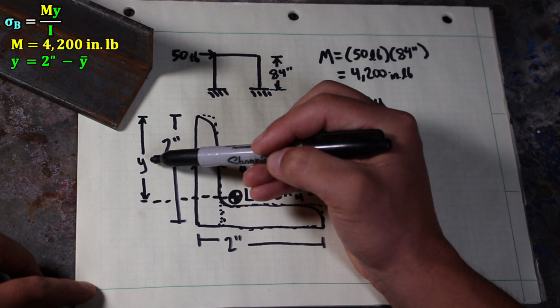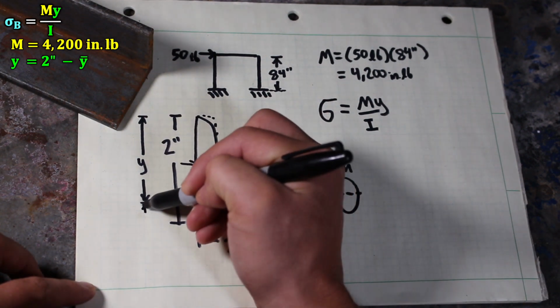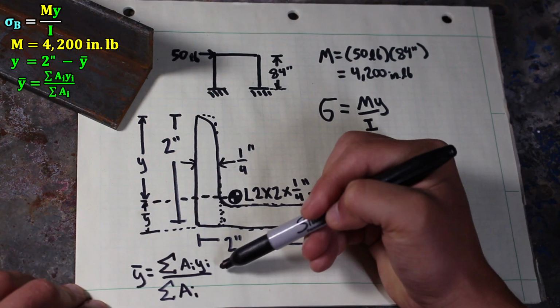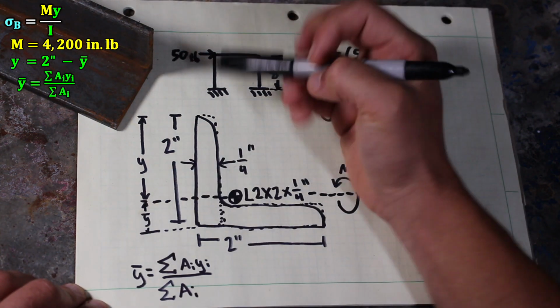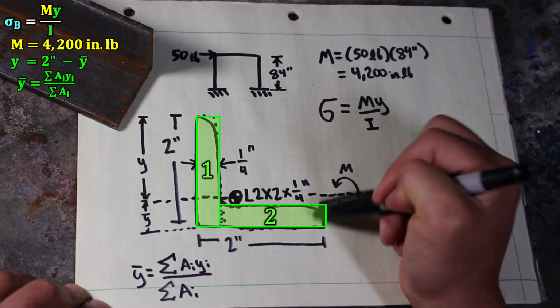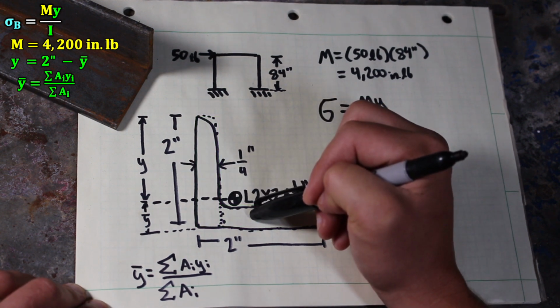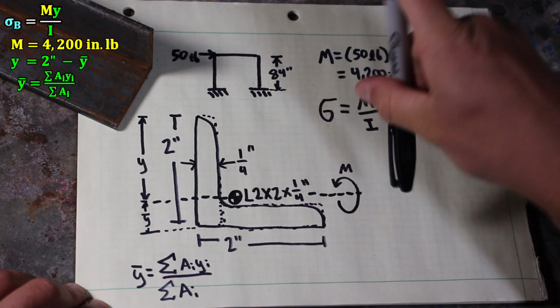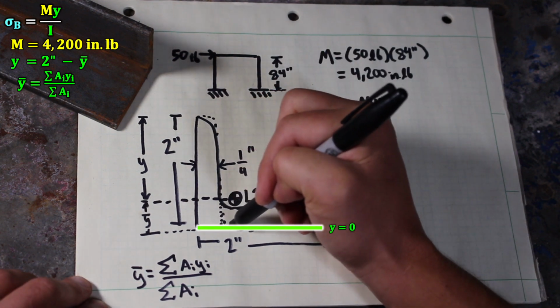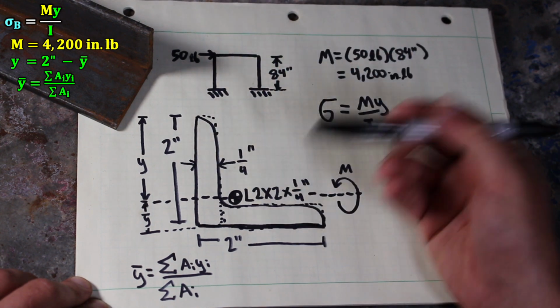So in order to get this y value, we need to know the location of this centroid. And the location of this centroid is denoted with y bar. And it can be found with this equation. This is the sum of all the areas of the various subshapes of your cross-section, I have two rectangles here, multiplied by the distance from some datum, typically we pick the bottom of the cross-section, to their respective centroids, divided by the sum of those same areas.